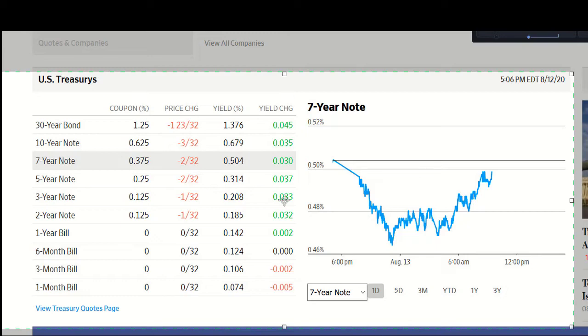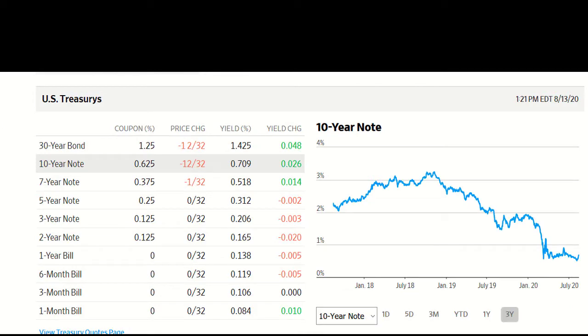Not very much, but a little bit. Let me move over to a 10-year note. So here we have the 10-year note graph, a time series, meaning over time, for the yields. And then we're looking at the right-hand graph here.